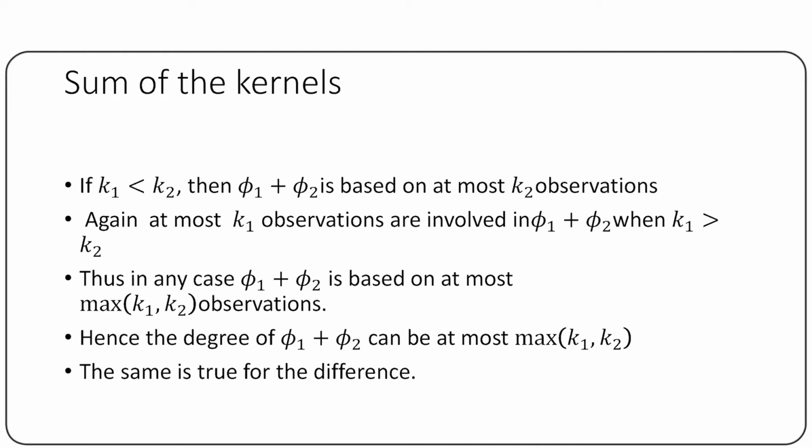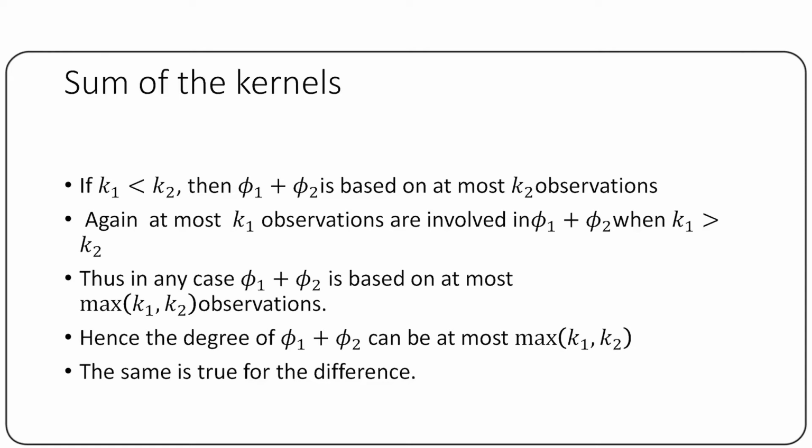So, in any case, phi1 plus phi2 involves at most the maximum of k1 and k2 observations. Therefore, the degree of phi1 plus phi2 is at most the maximum of k1 and k2, and the same can be said if we use the difference kernel. That is, phi1 minus phi2 will be a kernel of degree at most the maximum of k1 and k2 for theta1 minus theta2.